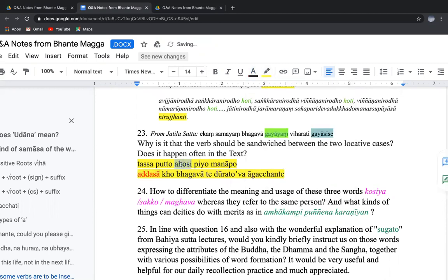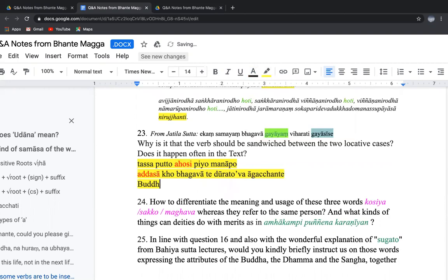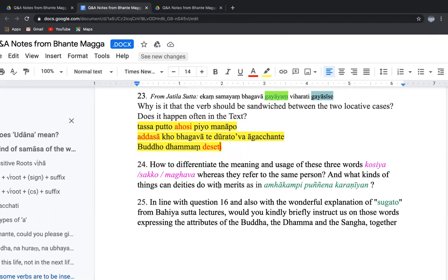Here we can call it the middle part of a sentence. Sometimes we can say it comes at the end of a sentence. For example, Buddho Dhammang deseti. So all are possible. All these usages are possible in Pali. It can come at the beginning, at the end, or in the middle, anywhere in the sentence. Are there any questions on that? Further questions?